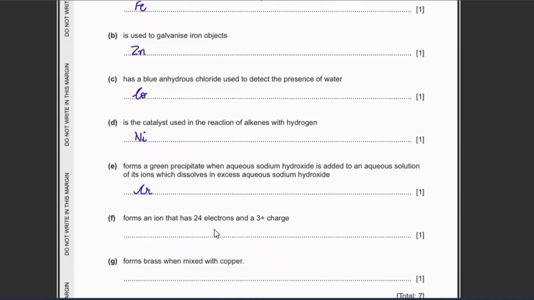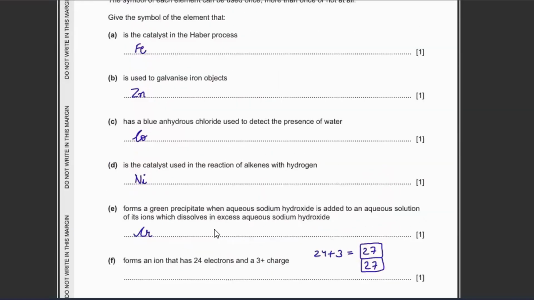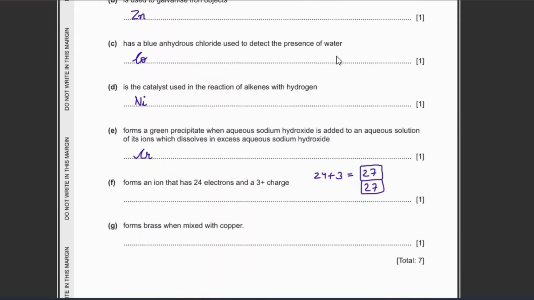Next question: forms an ion that has 24 electrons and a 3 plus charge. So for an ion that has 24 electrons and 3 plus charge, the atom should have 24 plus 3, which is 27 electrons. For an atom, the number of electrons and number of protons will be the same. So the number of protons will also be 27. That means the atomic number should be 27, and atomic number 27 is cobalt. So the correct answer is cobalt.